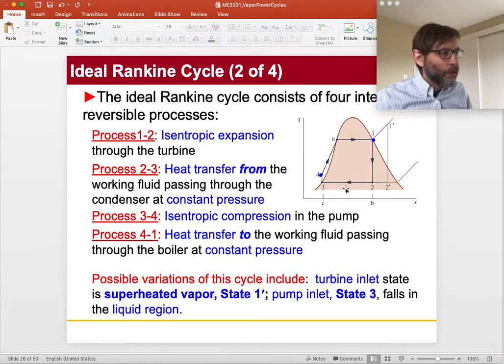This is where the river is down here, the Q out. Then 3 to 4 is where we're pumping. You see how tiny that is? TdS is 0, but the work here is really minuscule. And then 4 to 1 is the heat transfer. This is the boiler. So you run up the constant pressure line, because we said it's constant pressure, and you hit A, the saturated liquid point, and then you boil all the way till you hit saturated vapor, and then you go back down to the turbine again. Pretty straightforward process, and we're going to talk a little bit about it.